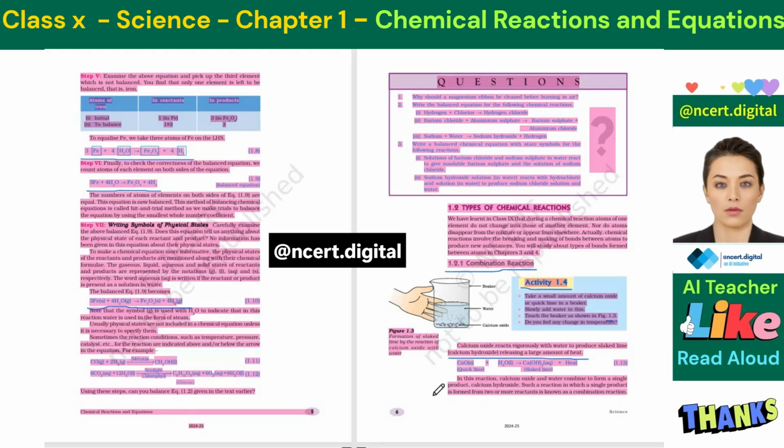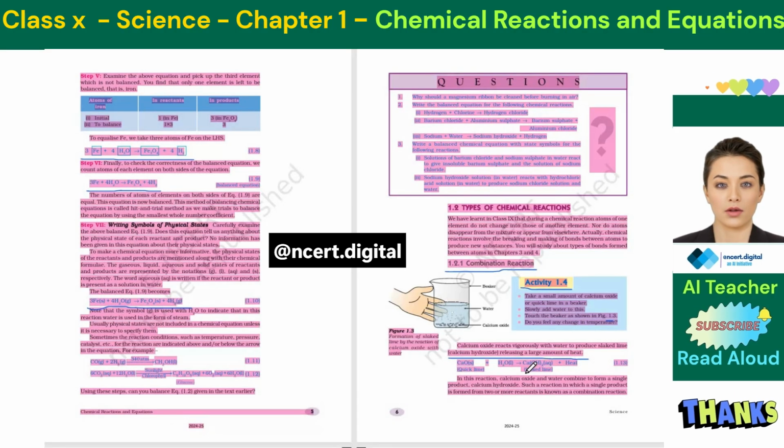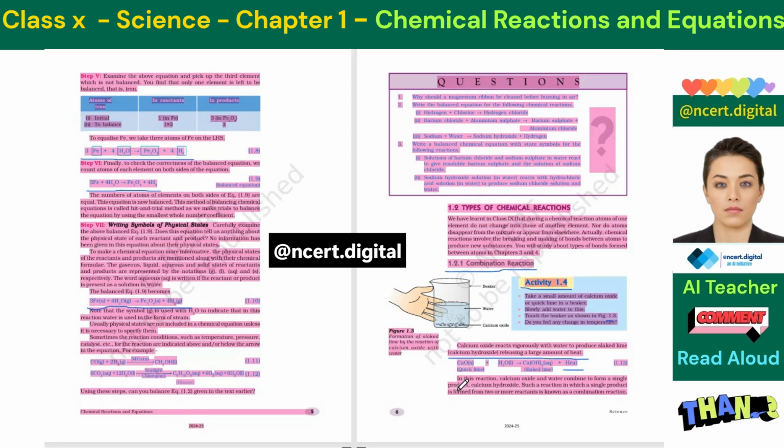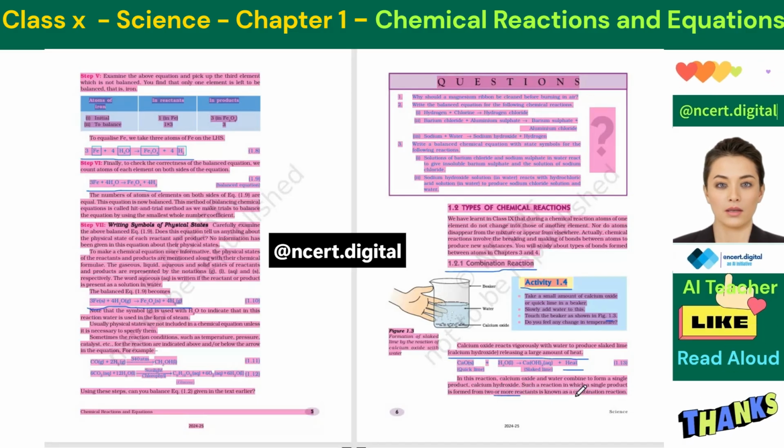CaO(s) + H2O(l) → Ca(OH)2(aq) + heat. Quicklime, slaked lime, reaction 1.13. In this reaction, calcium oxide and water combine to form a single product, calcium hydroxide. Such a reaction in which a single product is formed from two or more reactants is known as a combination reaction.